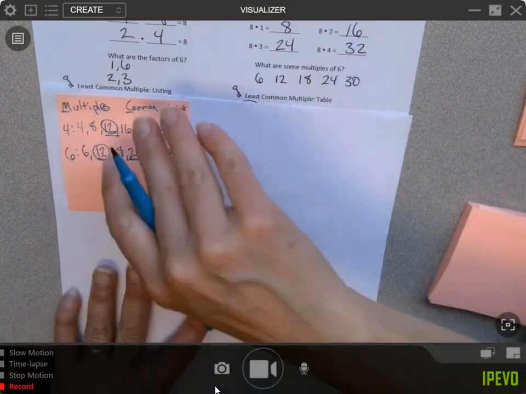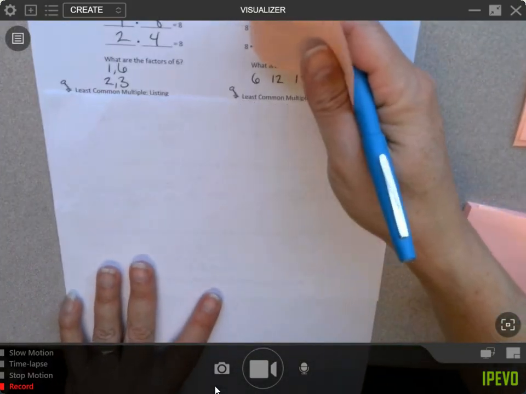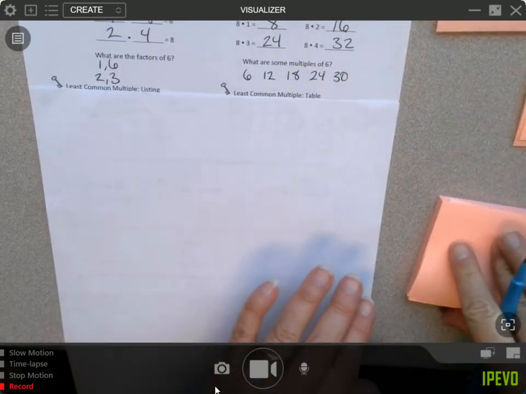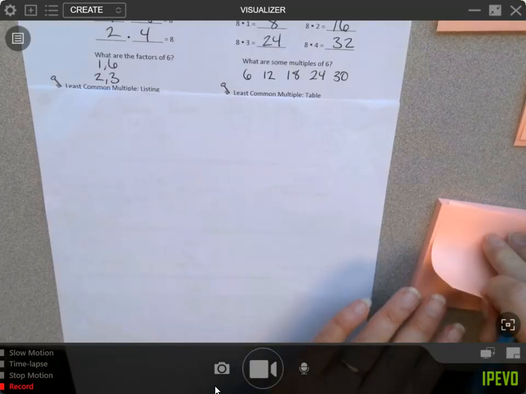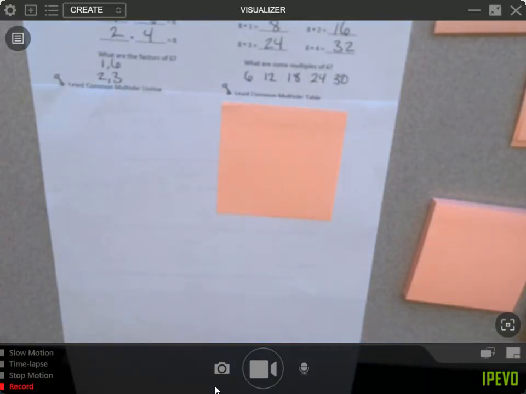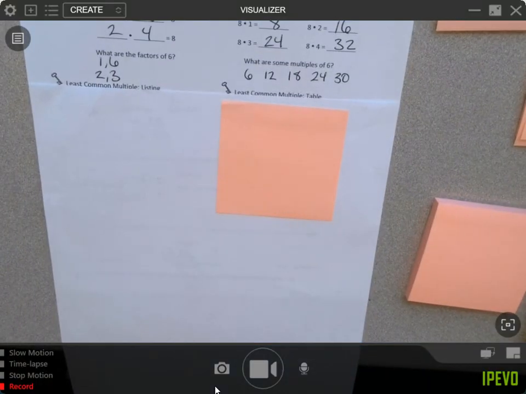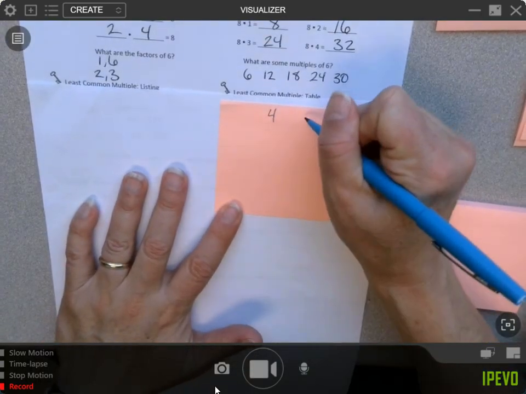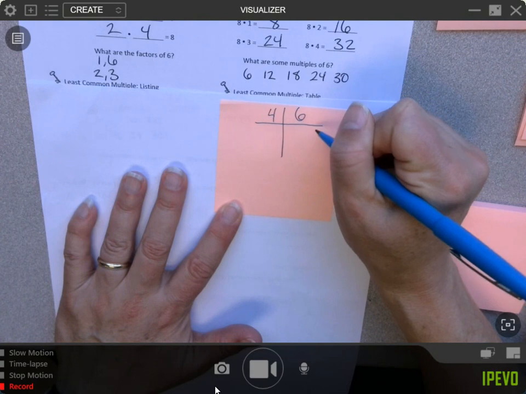So our next step is the least common multiple as a table. So we're going to do the table method like we did with the greatest common factor with a twist. Okay, so it's not going to be exactly the same way, because if we did it the same way, we'd just be finding the greatest common factor. There's a twist to find the least common multiple. So let's do that 4 and 6 like we had just done.